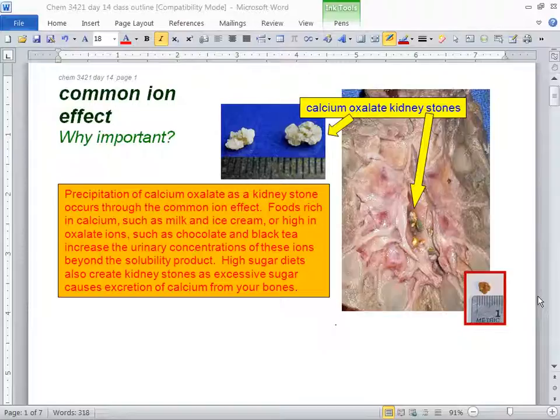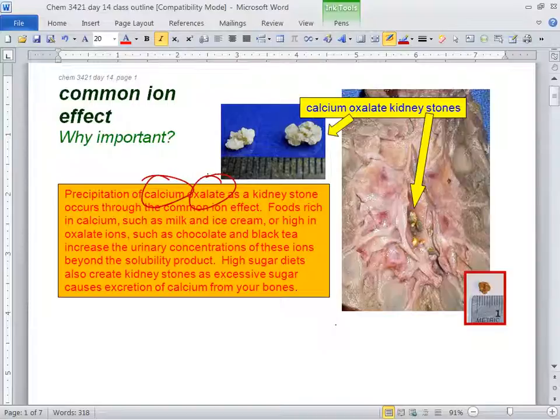sugary stuff or chocolate, the point is stuff with a lot of calcium or oxalate in it, right? Those two. All right, get kidney stones. Well, you could eat as much as you want. Just make sure you drink a lot of water, right? And you're going to be fine. Okay. Those poor guys who are outside working all the time and gals. But that's just a common ion effect problem. That's why it's there.